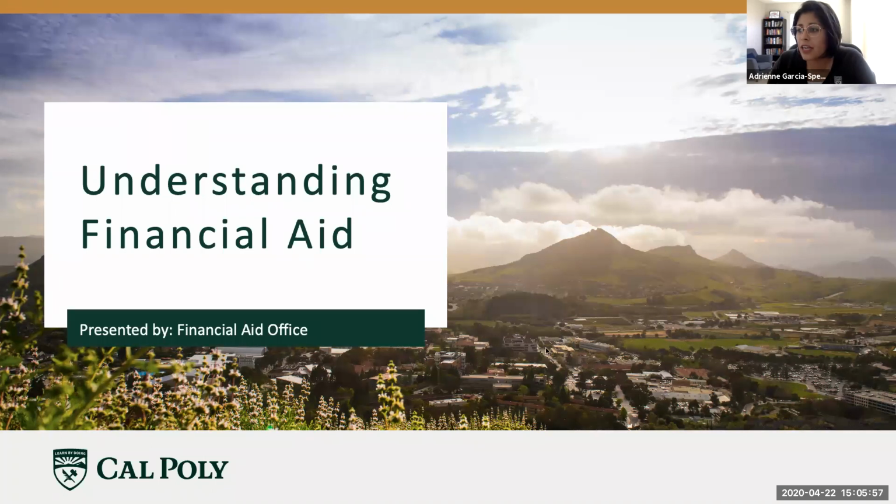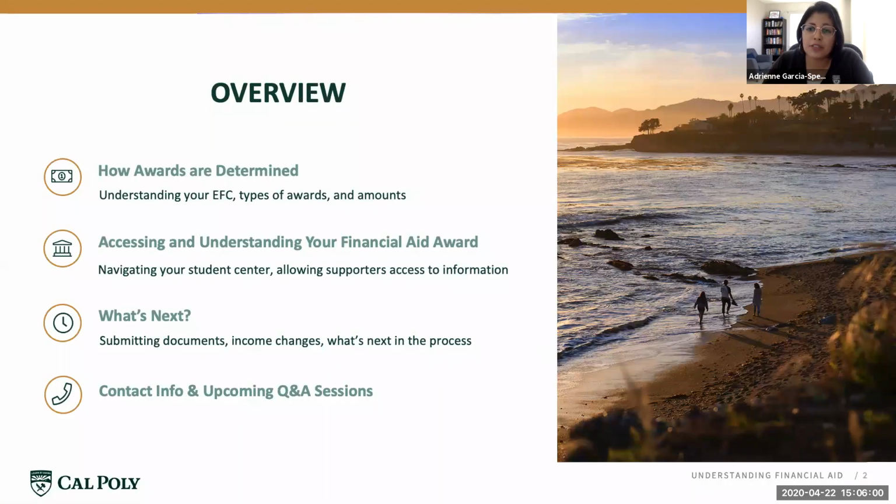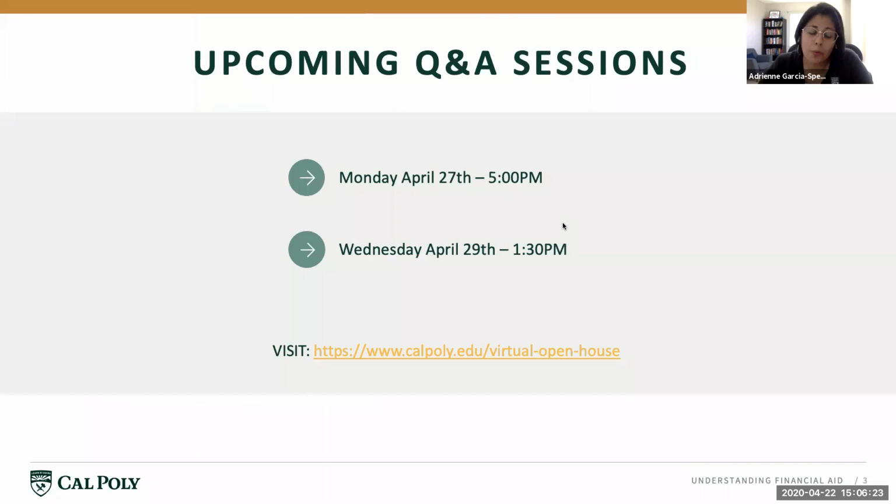So we're going to be covering a lot during our presentation. Here's an overview. We're going to talk about how your financial aid award was determined, where to find your financial aid award if you haven't quite located it yet, and some tips for your next steps. In addition to the Q&A in the chat box that we're answering as we go, and then live at the end of our presentation, we are also going to host 2 more Q&A sessions. There won't be presentations, just sessions where we are here to answer your questions, on Monday, April 27th at 5 p.m. and Wednesday, April 29th at 1:30 p.m. You can visit the virtual open house website for the link shortly.